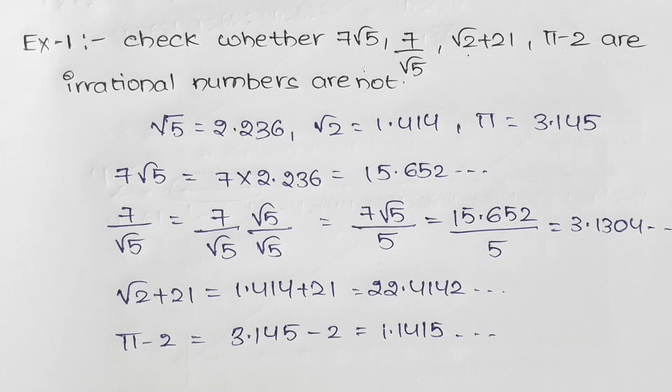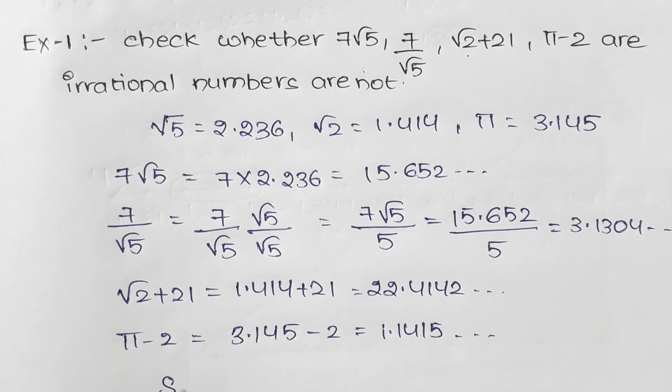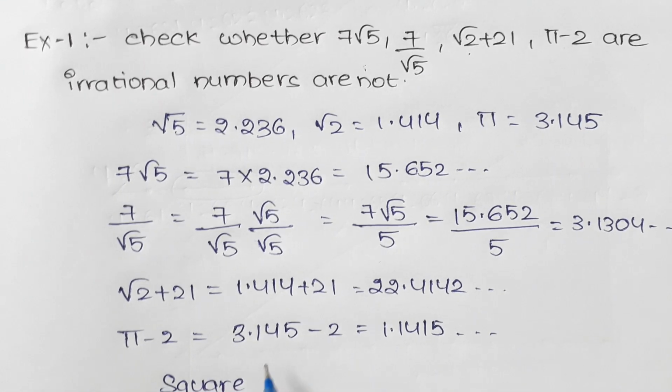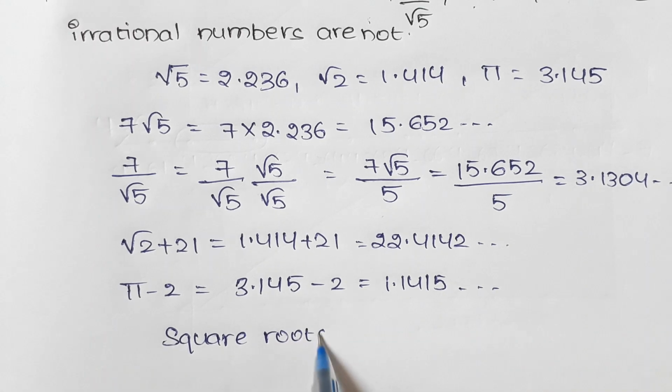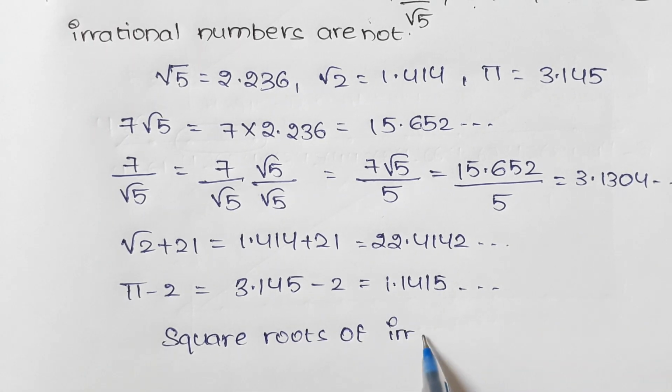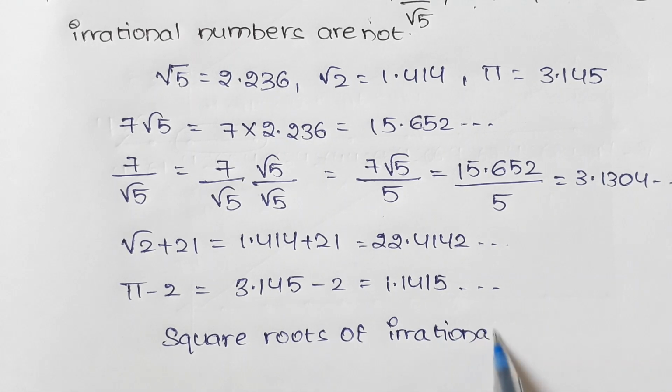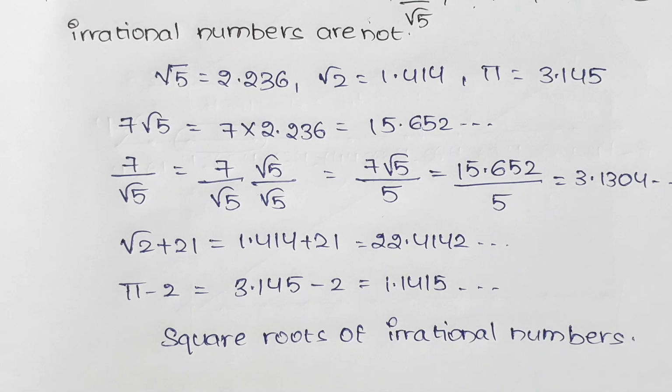Now let us see what generally happens if we add, subtract, multiply and divide. Along with this we should also take the even nth roots and square roots of irrational numbers, where n is a natural number. Let us look at some examples of this.